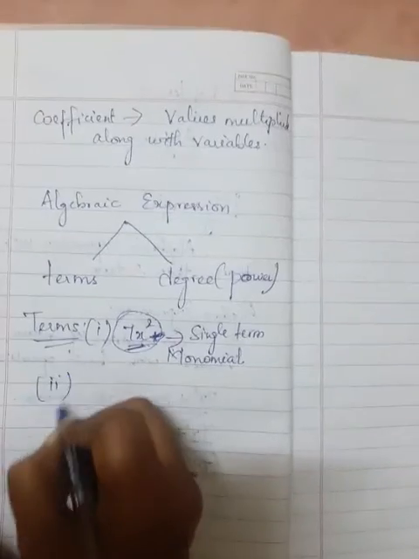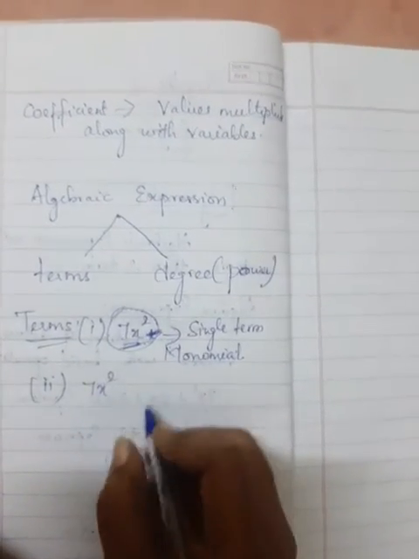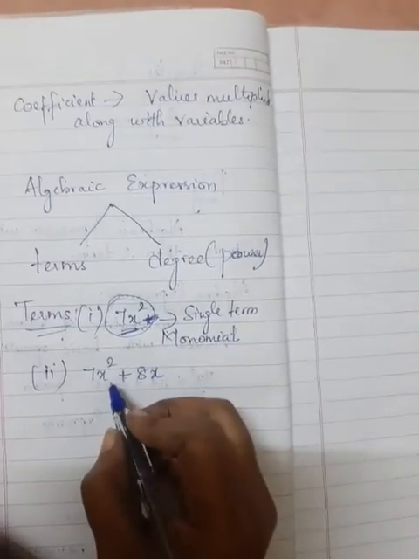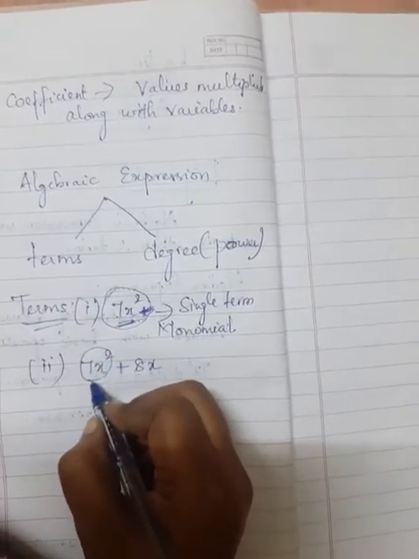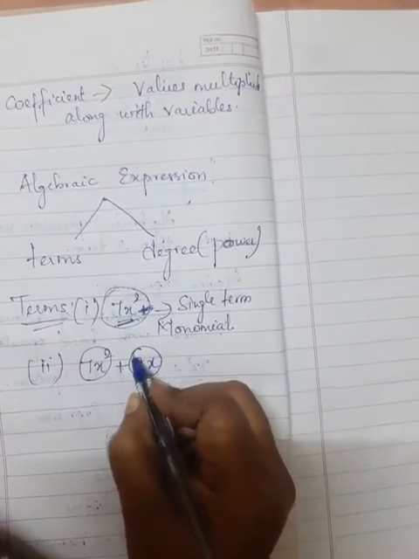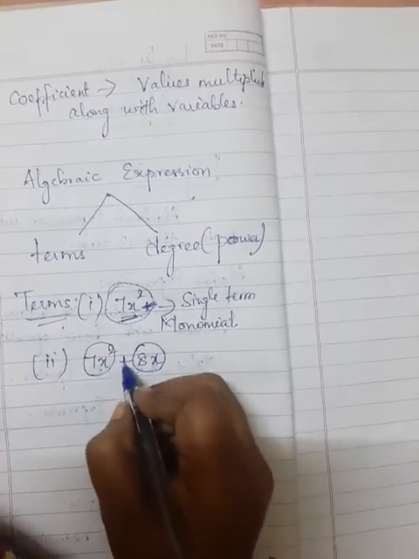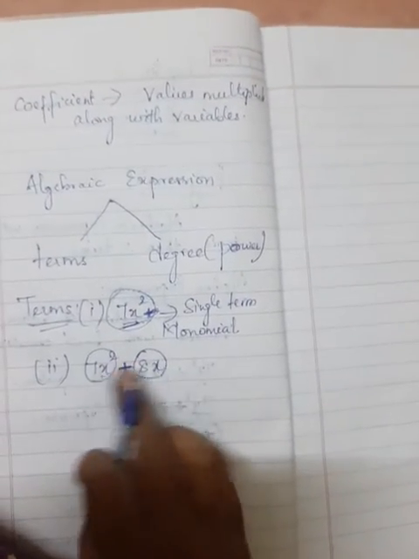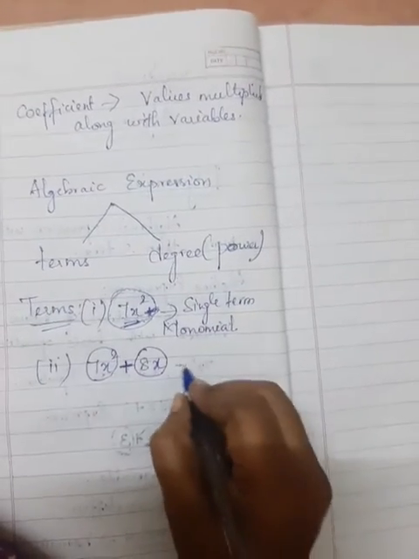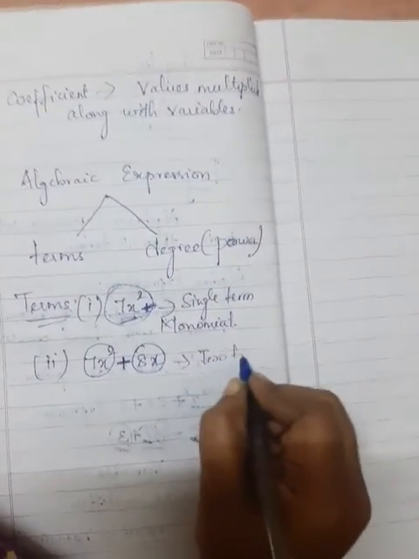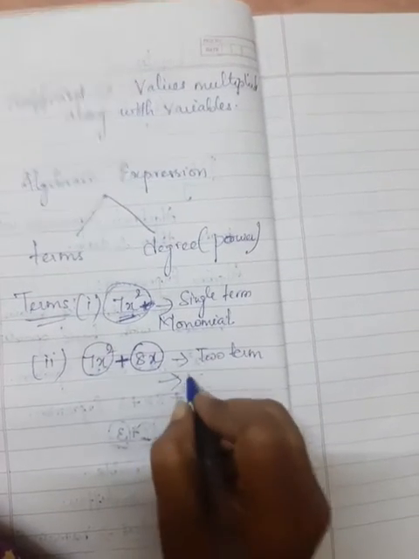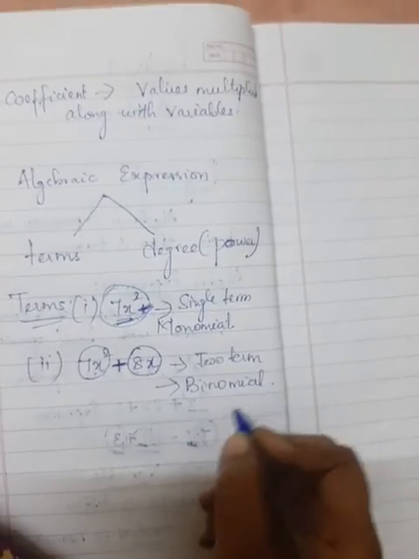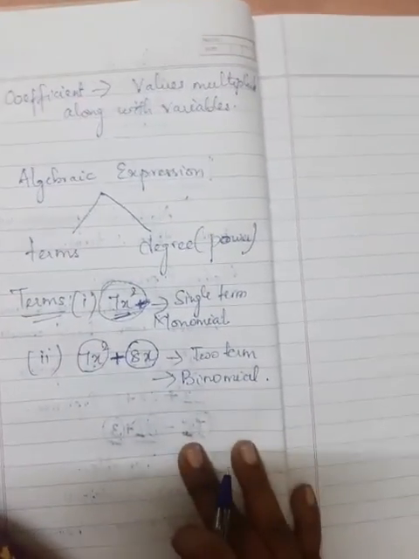Okay, if I have the same 7x square added with 8x here, 7x square is one term and 8x is the other term. These two terms are combined with the mathematical operation plus. So there are two terms in this algebraic expression. When we have two terms together, we call that a binomial.